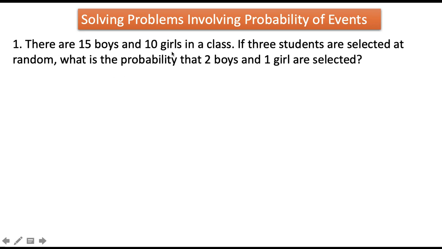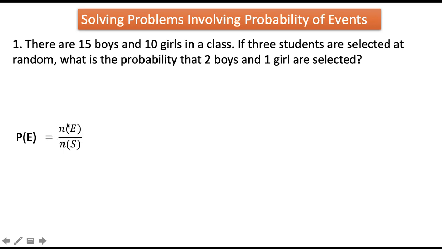There are 15 boys and 10 girls in a class. If 3 students are selected at random, what is the probability that 2 boys and 1 girl are selected? Recall that the probability of an event is equal to the ratio of the cardinality of the event and the cardinality of the sample space.